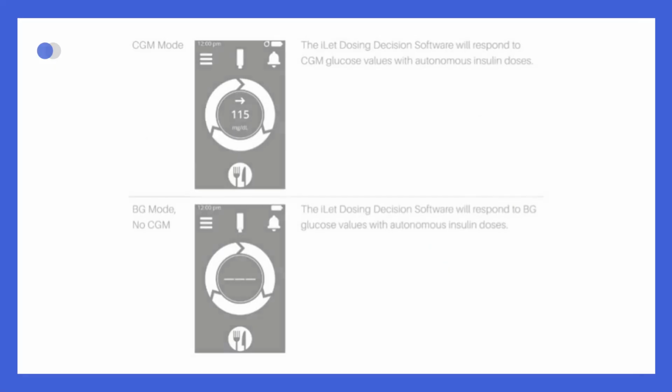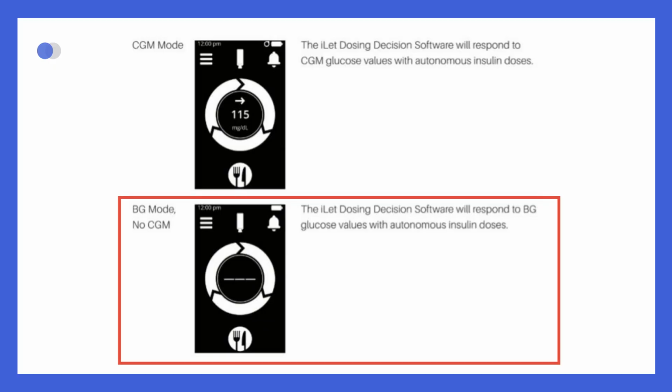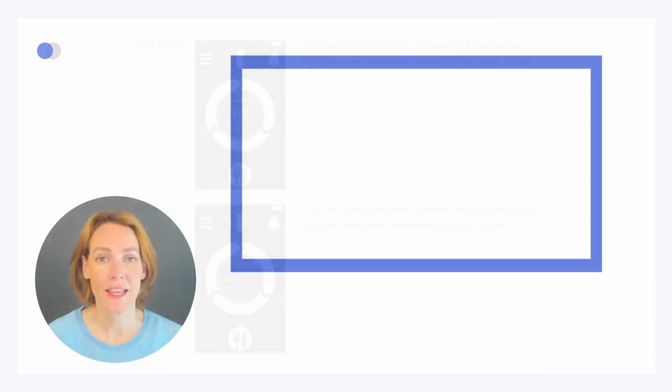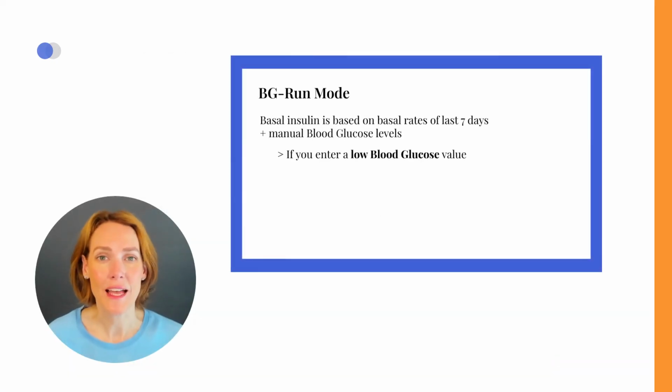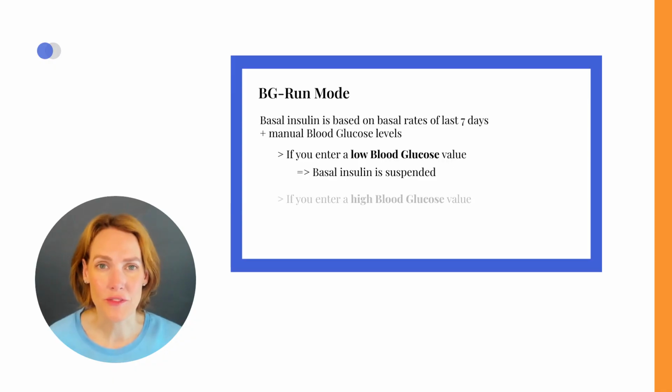3. Revert. In the event of a lost connection with the glucose sensor, the iLet switches from CGM mode to BG run mode. In this mode, basal insulin dosing persists based on previously learned rates from the last 7 days, requiring manual entry of fingerstick BG or blood glucose values. If a low BG value is entered, the iLet suspends basal insulin for an hour, or until you enter a BG that is not low.